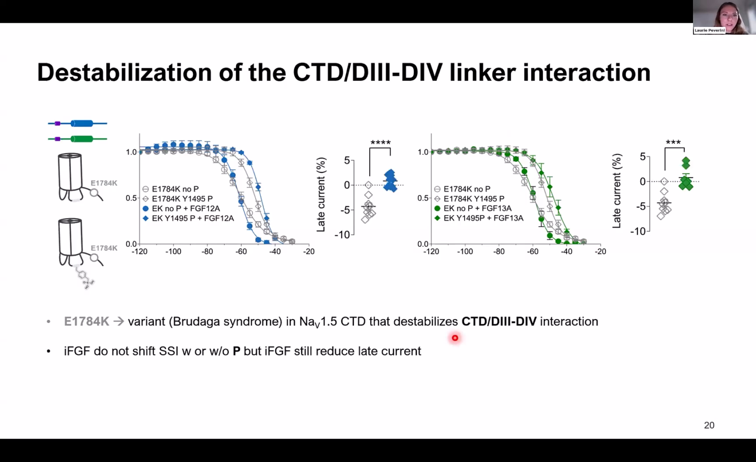When we looked at the late currents, they were still reduced by FGF12A and also by FGF13A. So this experiment further highlights that there are two distinct mechanisms that perform the FGF regulation of NaV1.5.